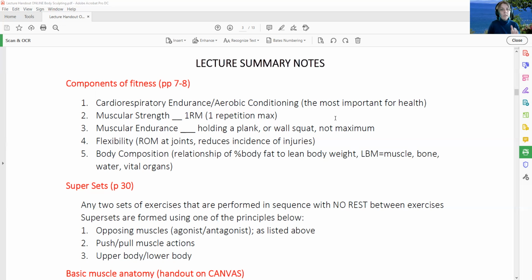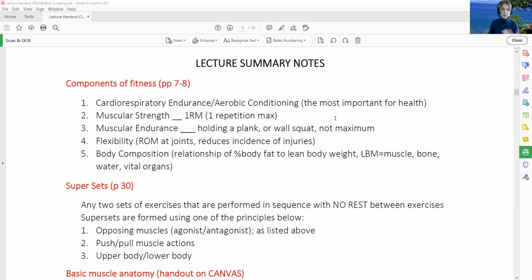Even if your goal is, for example, bodybuilding and reshaping or sculpting your body, there needs to be a day or two that is devoted to cardiorespiratory endurance enhancement or improvement in your exercise program, because that is the most important for your health. The second and third are related to one another, although they're different, but they're related to your muscular system in the body.